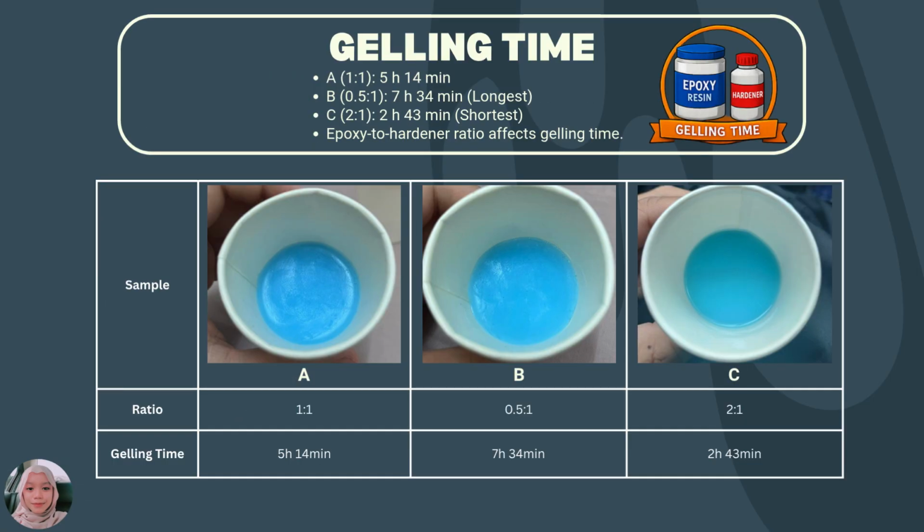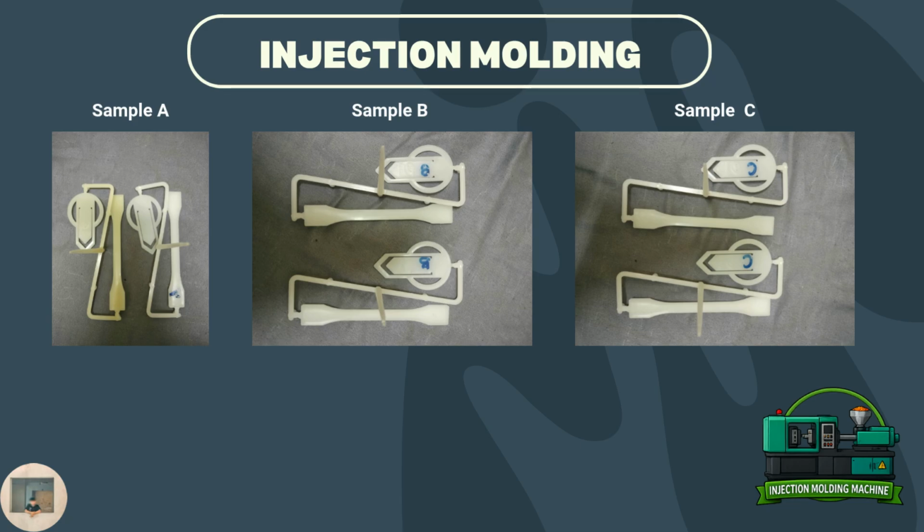For the gelling time result, which measure the time required for the epoxy mixture to form a gel. Sample A with a ratio 1:1 gel in 5 hours and 40 minutes. For sample B, ratio is 0.5:1, took the longest at 7 hours and 34 minutes, while sample C with ratio 2:1 had the shortest gelling time of 2 hours and 43 minutes. This result shows that changing the epoxy to hardener ratio affects the curing behavior and gelling time of the epoxy system.